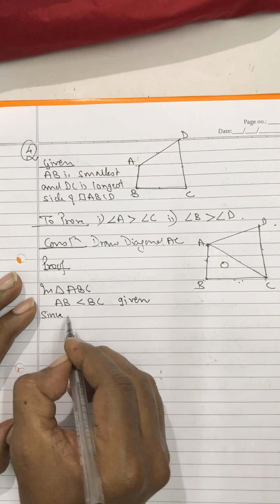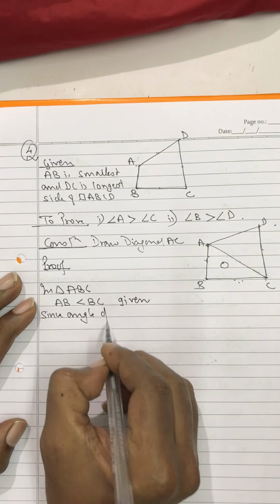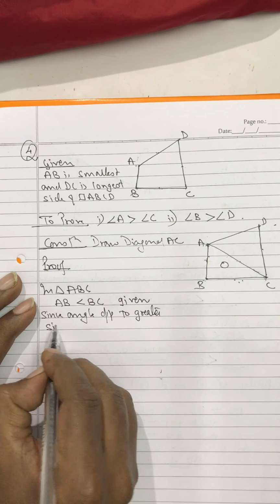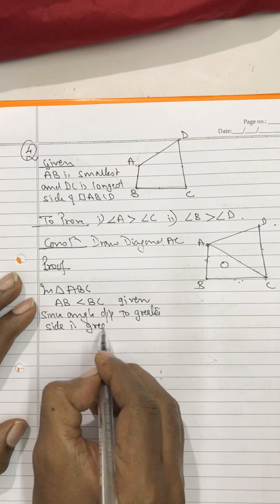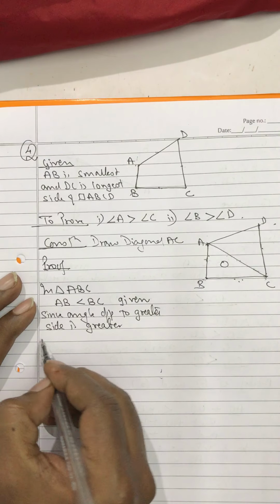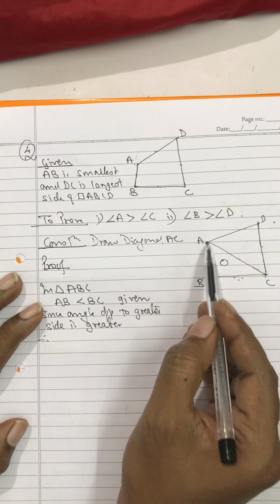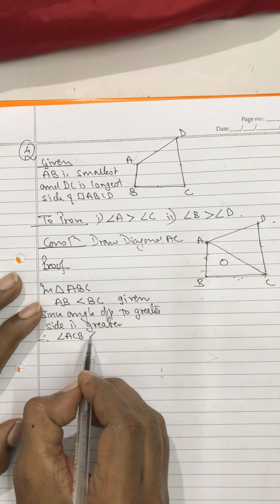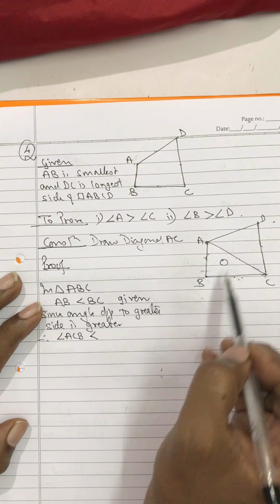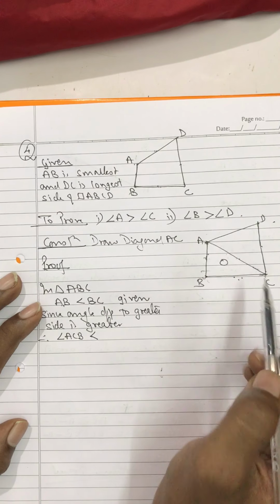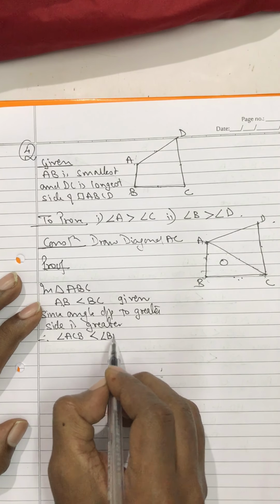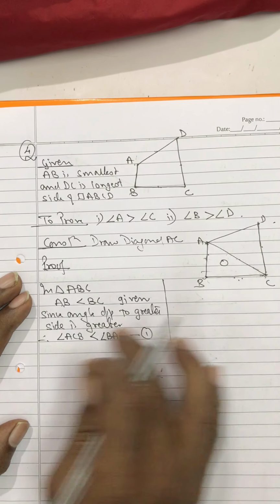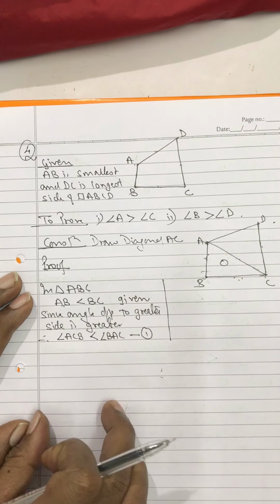Since angle opposite to greater side is greater, therefore angle opposite to AB will be which one? Angle ACB. Angle ACB will be actually smaller. Angle opposite to BC will be which one? Angle BAC. This is my 1. I am purposely writing in this fashion so that you will be able to compare, but actually while solving, write it in vertical fashion.